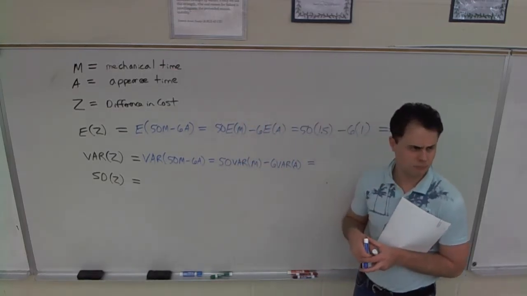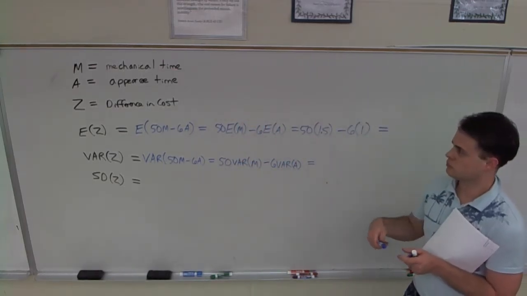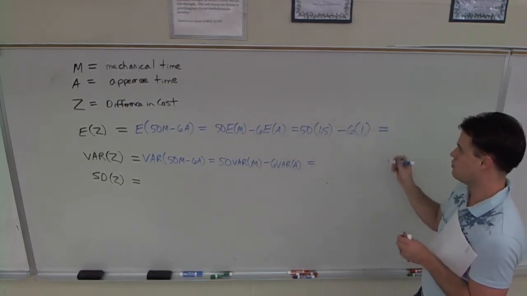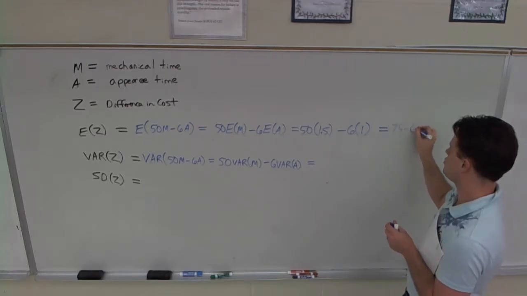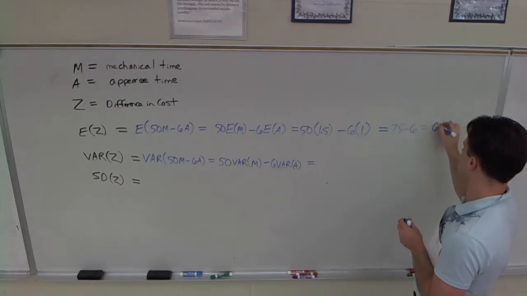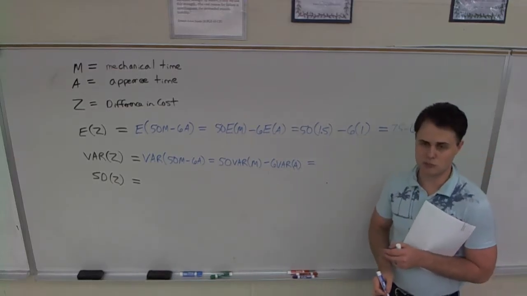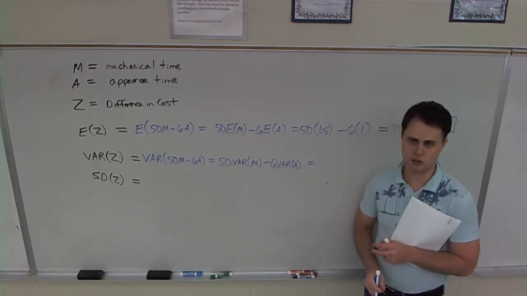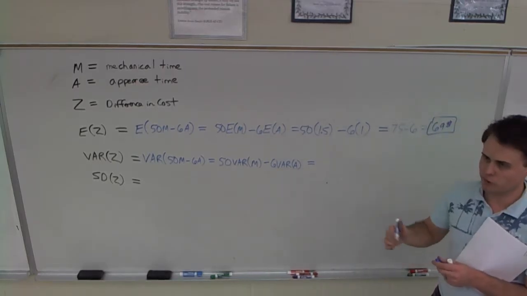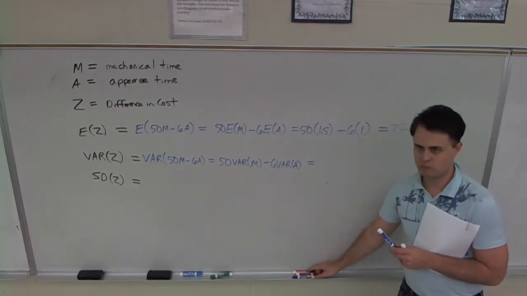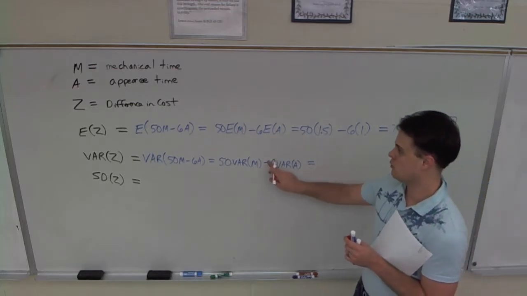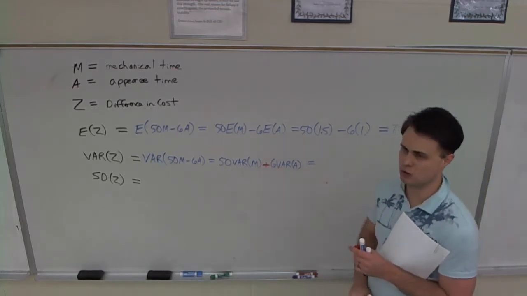Am I doing okay? It's the same thing except with a minus, right? So this one comes out 75 minus 6, which is $69. So on average, there's a $69 difference between mechanical repairs and appearance repairs, okay? Am I good to go on this one so far? No, what's the problem? Ah, variances, spreads always add. Good. Am I good to go now?